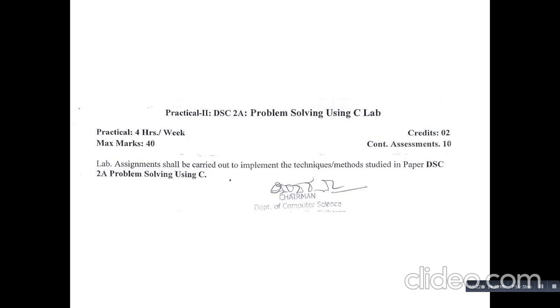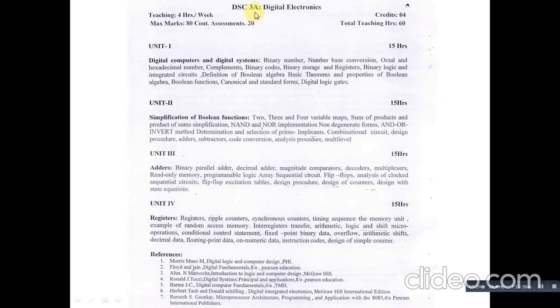DSC 3A is digital electronics, which consists of 4 units. The first unit is about digital computers and digital systems. The second unit is about simplification of Boolean functions. The third unit is about adders, and the fourth unit is about registers. The reference books are Morris Mano, Digital Logic and Computer Design, Floyd and Jain, Digital Fundamentals, and other reference books are given.